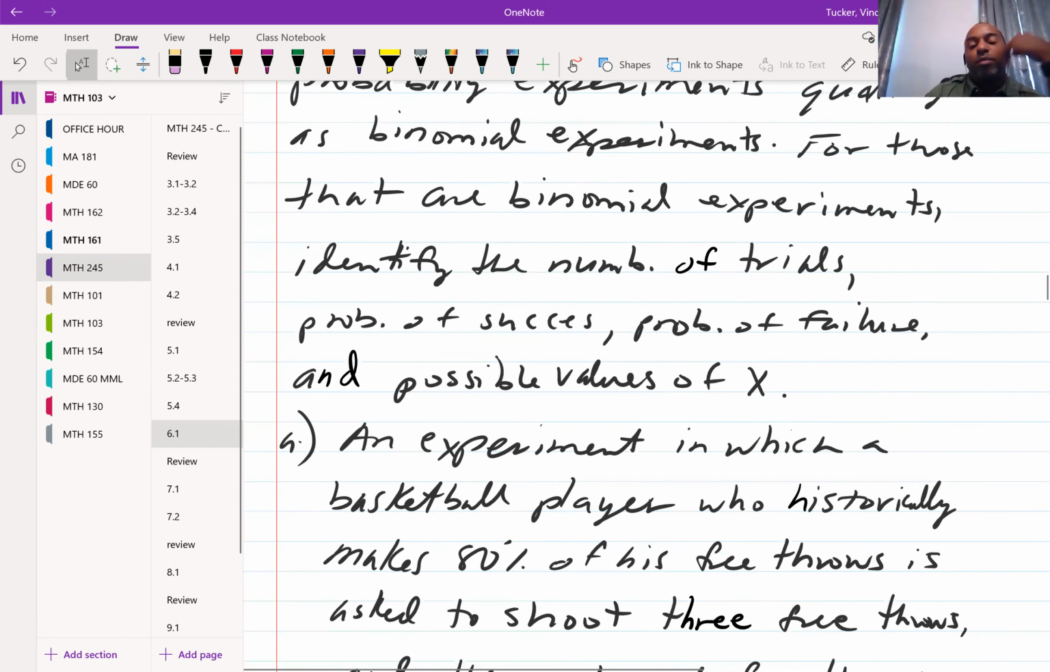Okay, so just say right there, it is a binomial experiment because it meets all 4 criteria. And we have to go to the next part of this same question. When it says if it's a binomial experiment, then label the number of trials and probability of success and all that stuff.